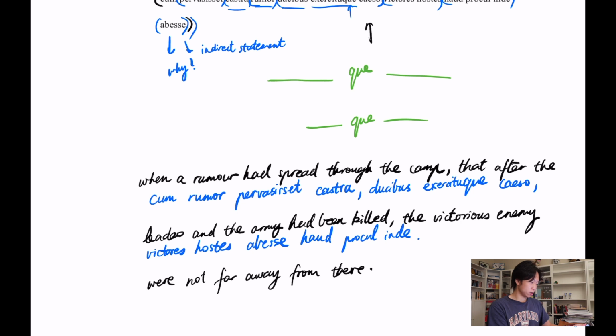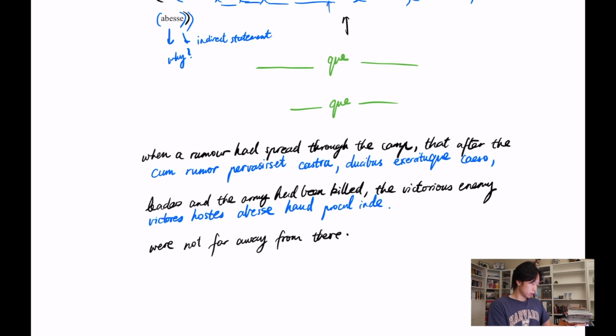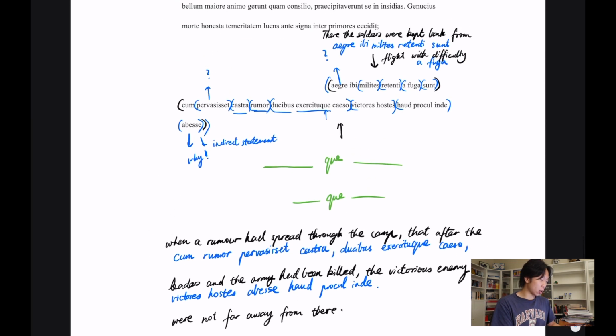Okay. So considering putting the ablative absolute outside the indirect statement, it would be when a rumor had spread through the camp after the leaders in the army had been killed, that the victorious enemy. I think that doesn't sound as fluent as putting that at the start, so I'll leave the that there. So that's an example of one of the slightly harder sentences, an example of how you would apply approach 3 to this kind of sentence.